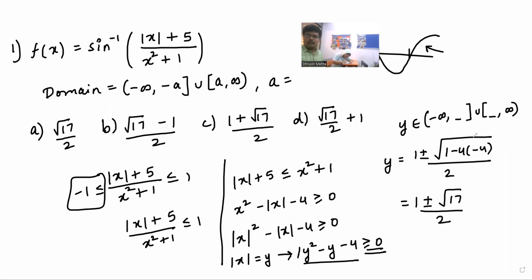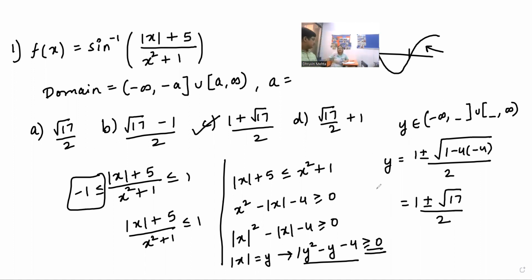Clear? Now you have to tell me, will you select 1 plus root 17 upon 2 or 1 minus root 17 upon 2? Now do you realize y is mod x? If y is mod x, it cannot be a negative answer. So we have to take 1 plus root 17. So this is the answer.